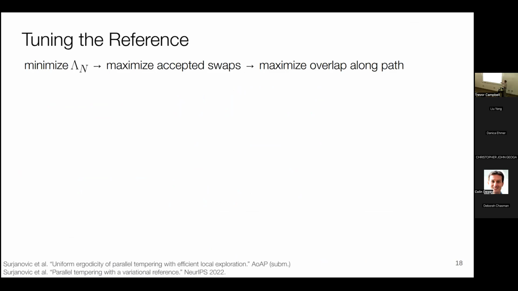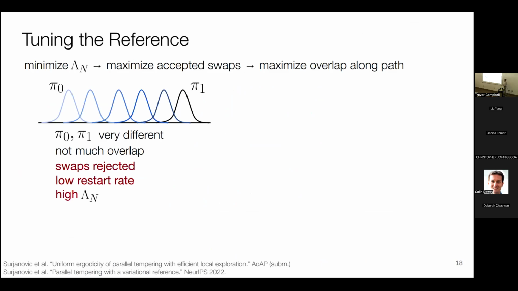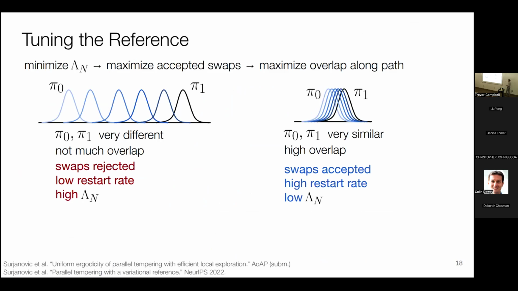Well, again, we want to make that global communication barrier small. We want to maximize the number of accepted swaps we have, which means we want to maximize how overlapped all these distributions are. If I have a pi naught and a pi 1 that are very different, I'll have not much overlap. I'll reject all my swaps. I'll have a low restart rate. I'll have a high global communication barrier. If I can somehow make that pi naught close to pi 1, then I'll have a lot more overlap. My swaps will be accepted. I'll have a low global communication barrier.